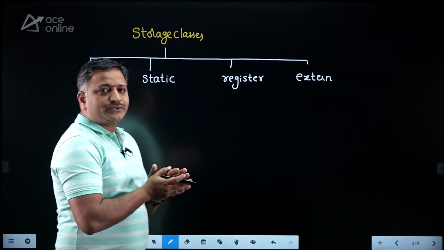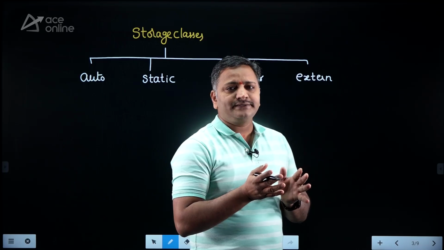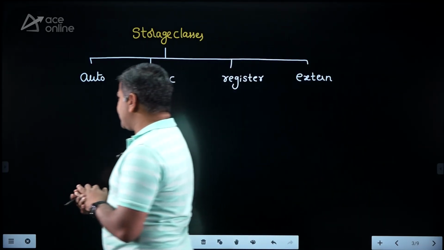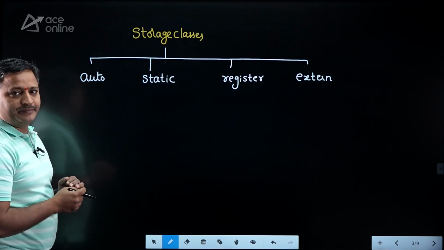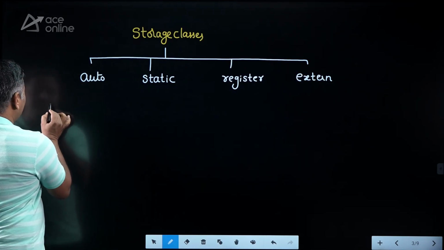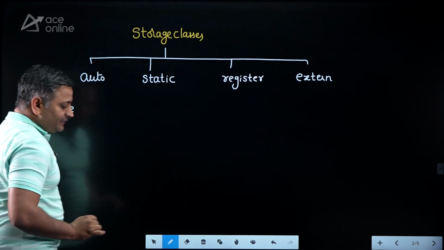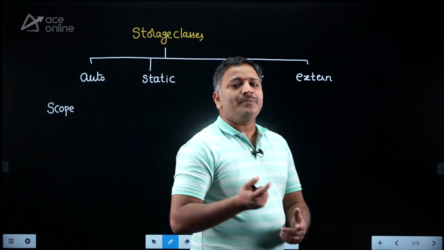So what is the purpose of storage classes? Actually, the storage class will describe several characteristics. The first characteristic is called scope of the variable. If we consider variable I, what is the scope of that variable? For example, in C programming we are declaring int I.